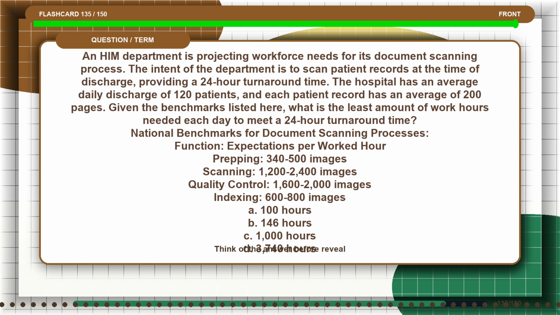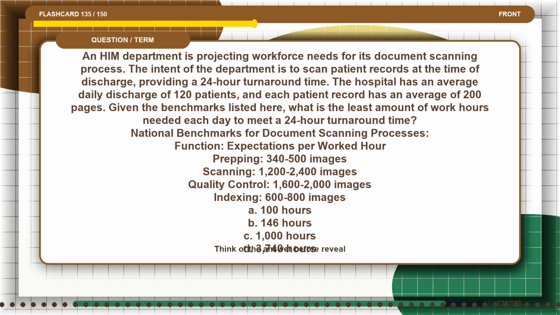Flashcard 135. An AHIMA department is projecting workforce needs for its document scanning process. The intent of the department is to scan patient records at the time of discharge, providing a 24-hour turnaround time. The hospital has an average daily discharge of 120 patients, and each patient record has an average of 200 pages. Given the benchmarks listed here, what is the least amount of work hours needed each day to meet a 24-hour turnaround time? National benchmarks for document scanning processes.